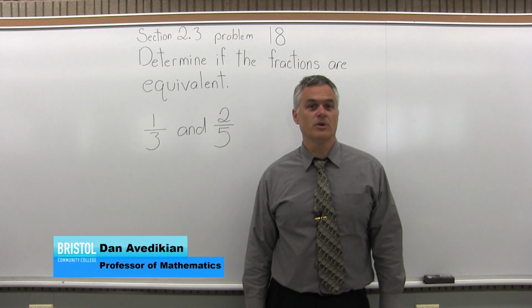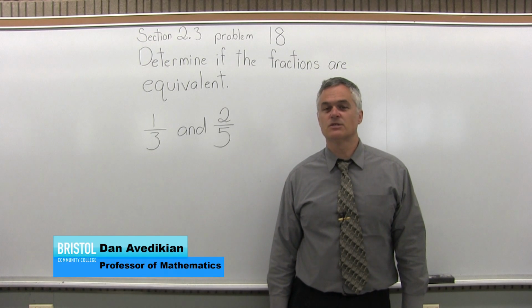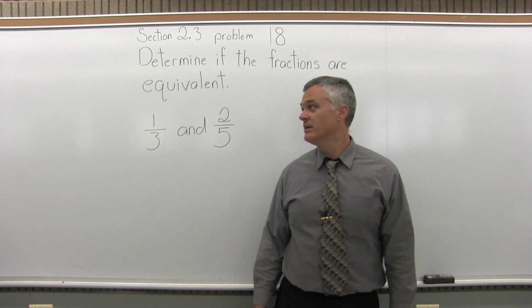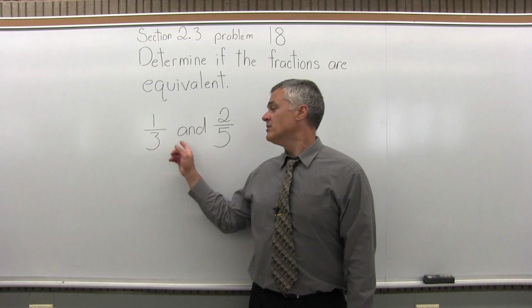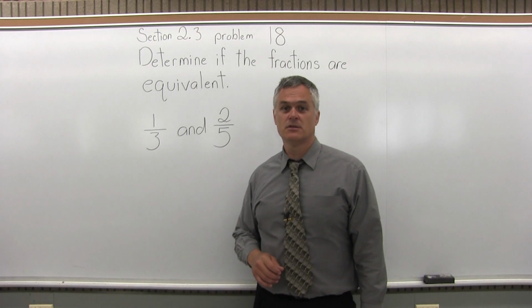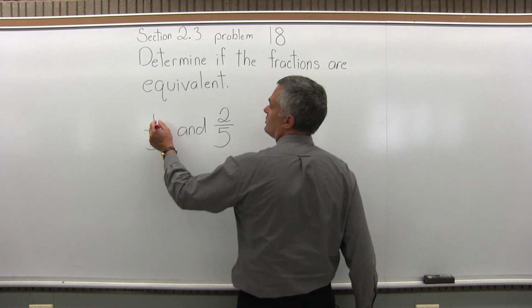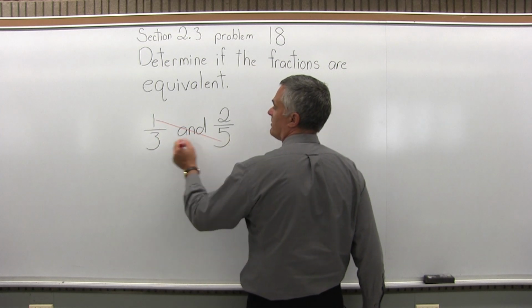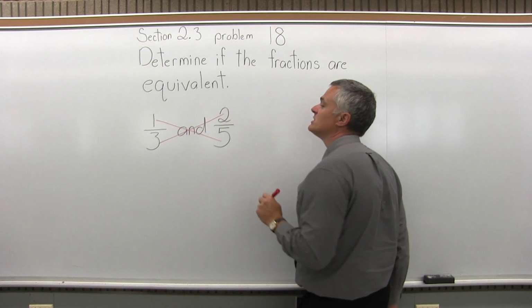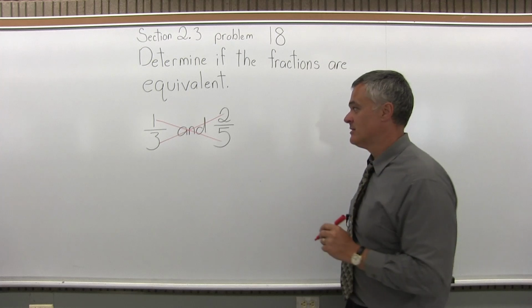This is Section 2.3, Problem 18. It says determine if the fractions are equivalent. And we have 1/3 and 2/5. So to determine if two fractions are equivalent, you can multiply the numerator of one fraction times the denominator of the other fraction and see if the results come out equal or not.